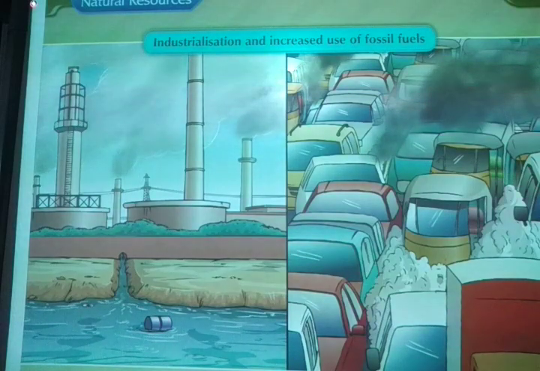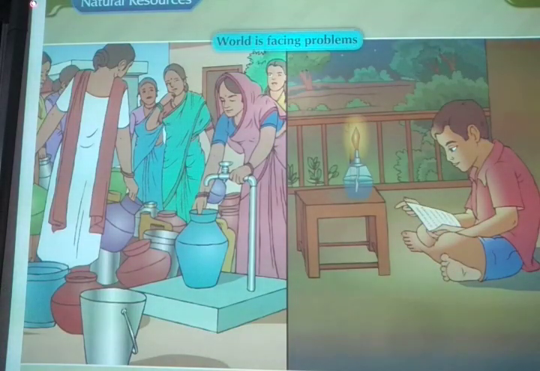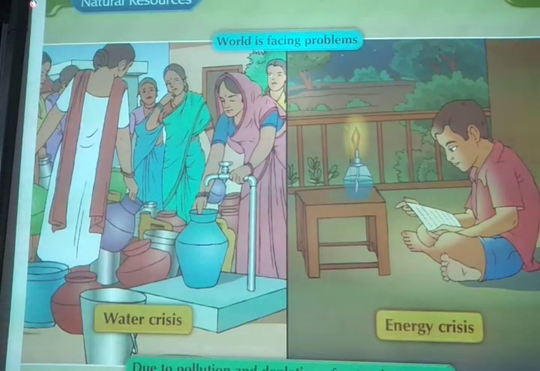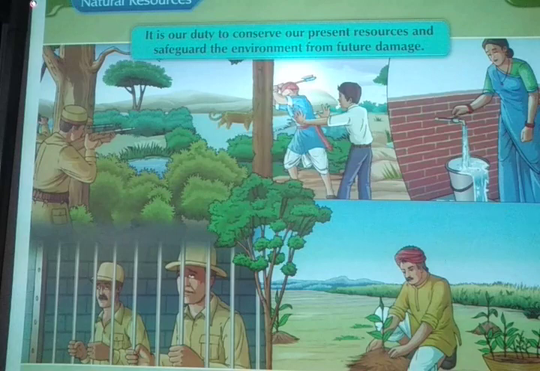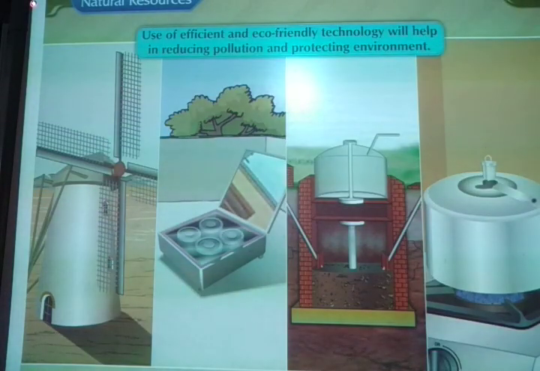Industrialization and increased use of fossil fuels are polluting our environment. The world is facing problems like water crisis and energy crisis due to pollution and depletion of natural resources. It is, therefore, our duty to conserve our present resources and safeguard the environment from future damage. Use of efficient and eco-friendly technology will help us in reducing pollution and protecting our environment.